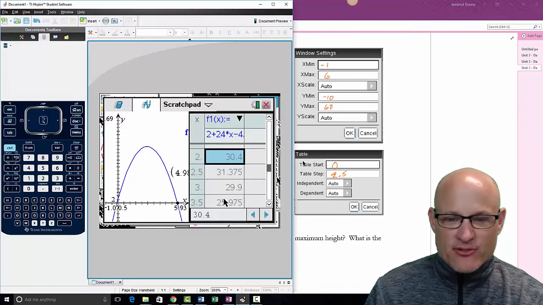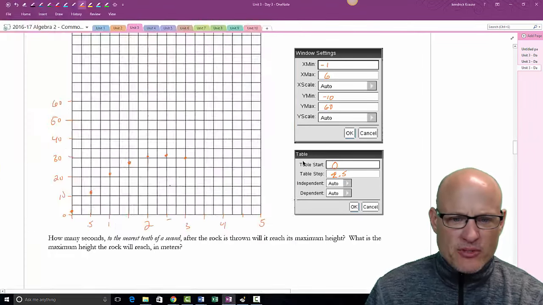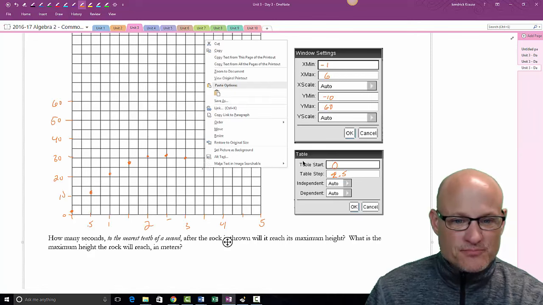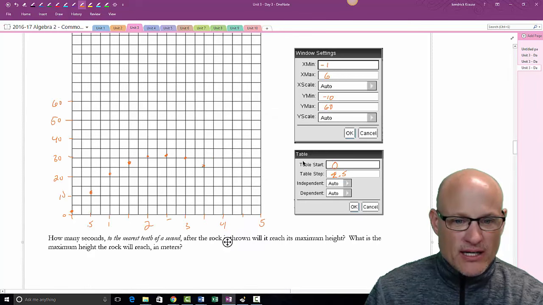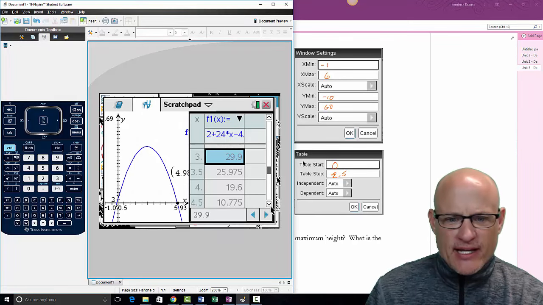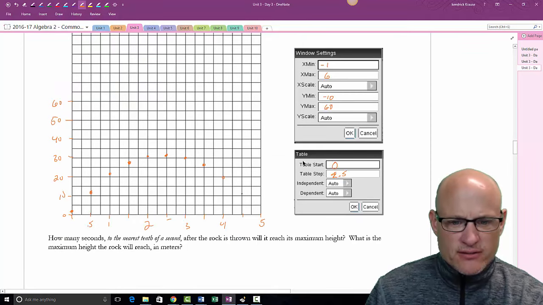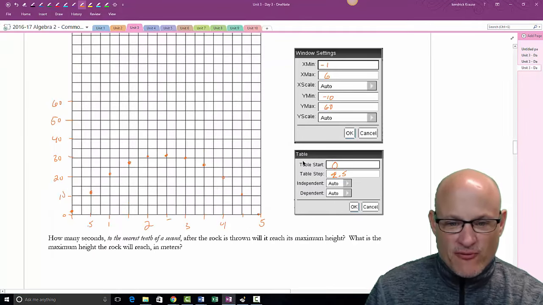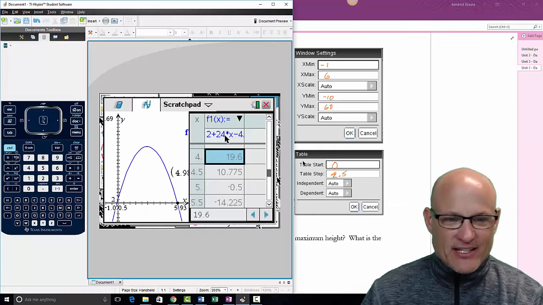So notice, because it's not symmetrical, we're not catching the vertex. We're going to have to find that. And 3.5 would be around 26, right here in the middle somewhere. 4 would be right around 20. And 4.5 is right around 11. And right around 5, or just before 5, is 0. Notice 5 is really negative. So just before 5, I'll put a point. So there it is. We really should find this vertex.